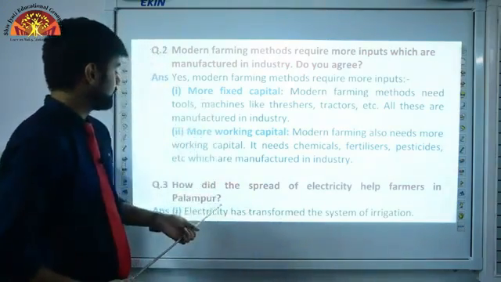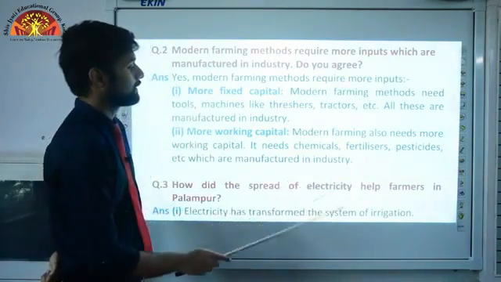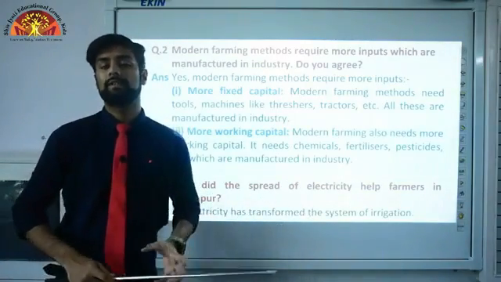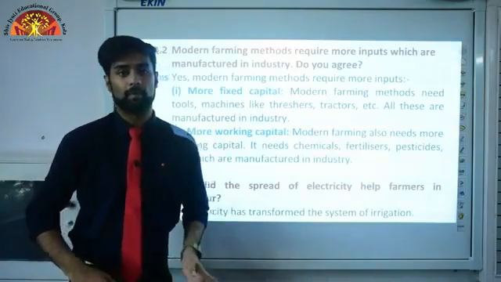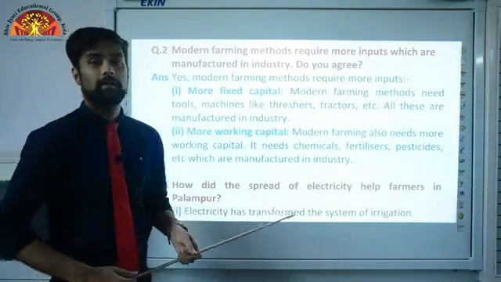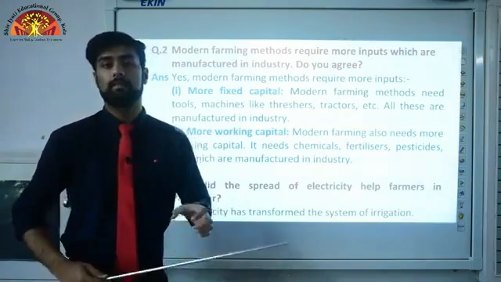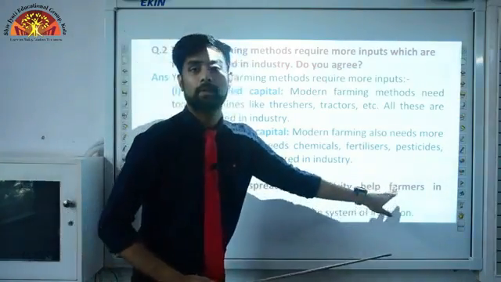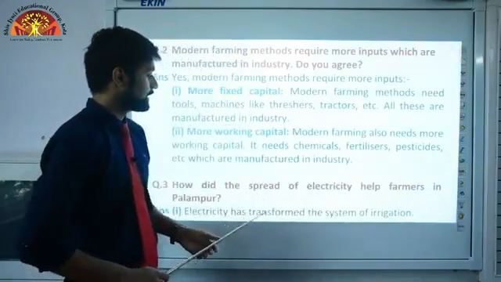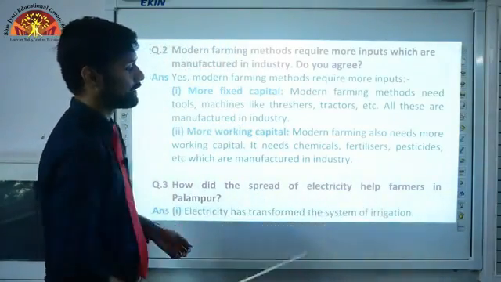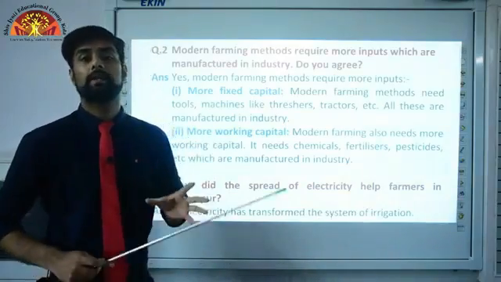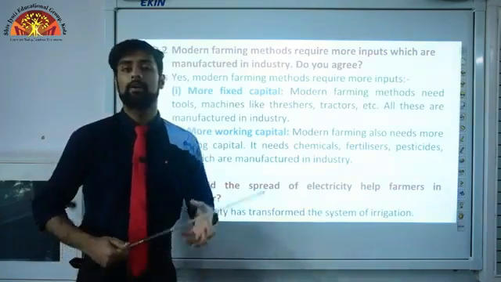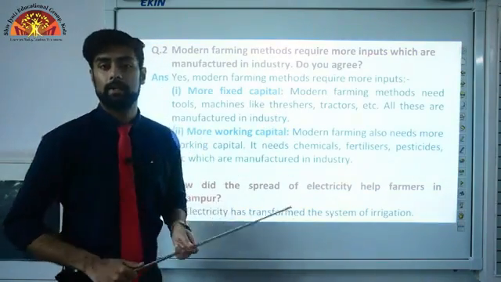Question number 3. How did the spread of electricity help farmers in Palampur? Now, in this story of village Palampur, we learned that after some time, electricity started in village Palampur. So, how did that affect the farmers? Okay, the start of electricity. When electricity started coming to Palampur, what effect did it have on farmers, people who farm crops? Electricity has transformed the system of irrigation. First and foremost, irrigation, because crops need water to grow. Earlier farmers used to be dependent on rain, for their water.